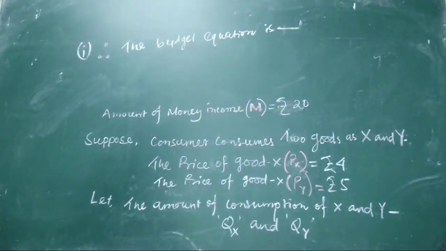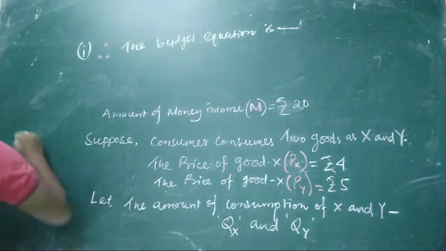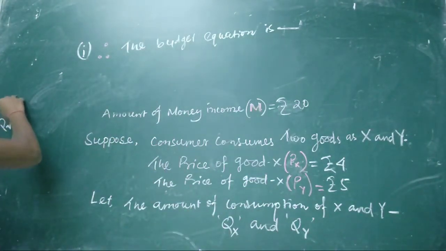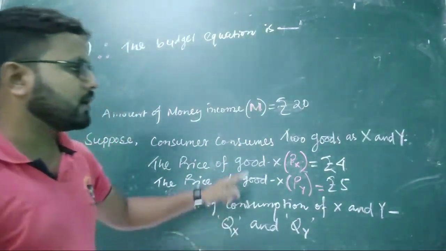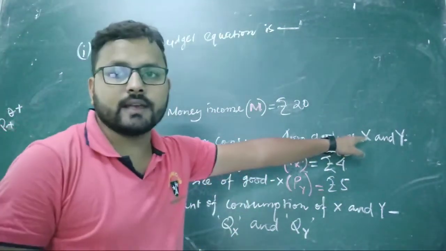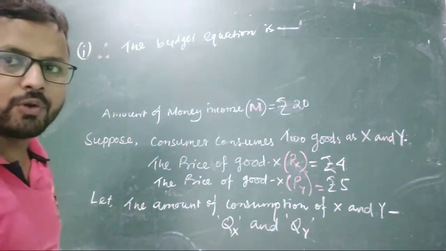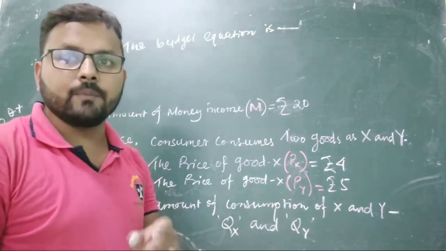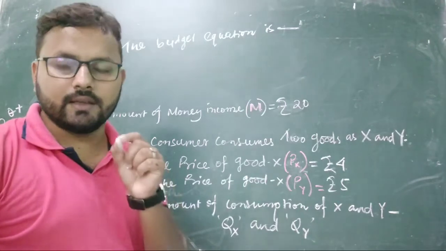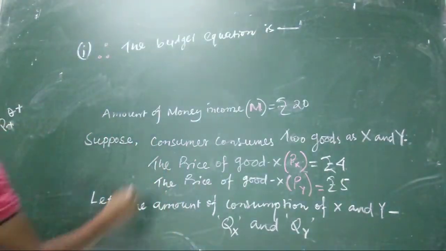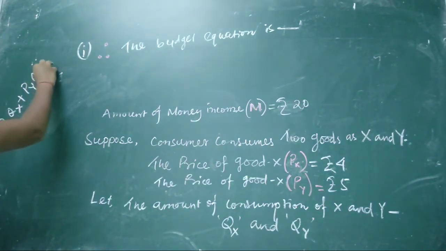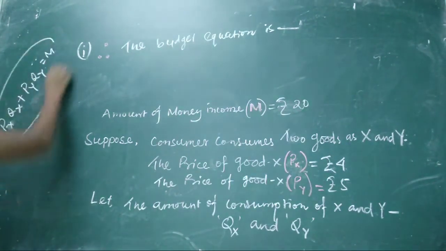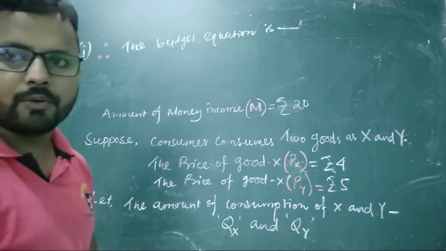What is the format of the budget equation? Px Qx, with capital letter X. X is capital because the name of the commodity we let here as capital X and capital Y. So you have to write the subscript name of the good in capital letters. Clear? So price of X, price of Y into Qy is equal to M. This was the format of the budget equation.